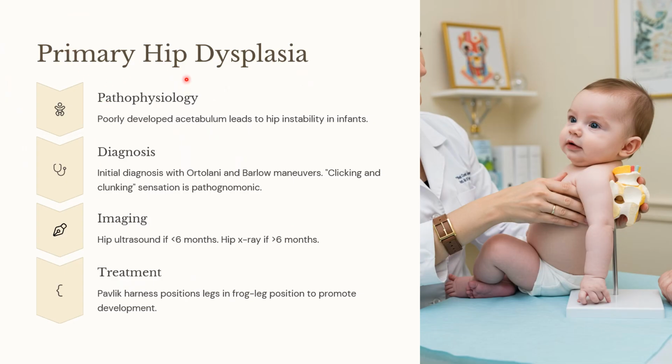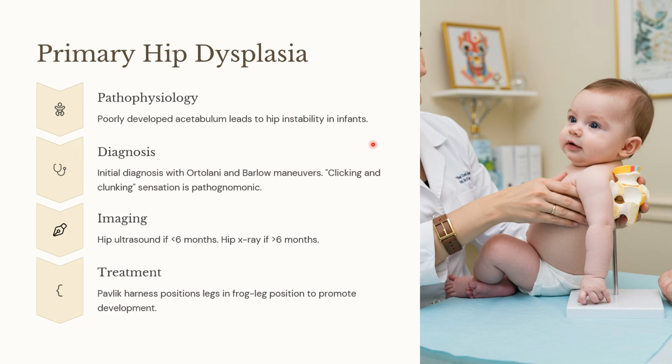What about primary hip dysplasia? As the name says, primary hip dysplasia. There is a developmental dysplasia of the hip. So what part of the hip is not developed properly? The acetabulum. There is poorly developed acetabulum, leading to hip instability in infants.